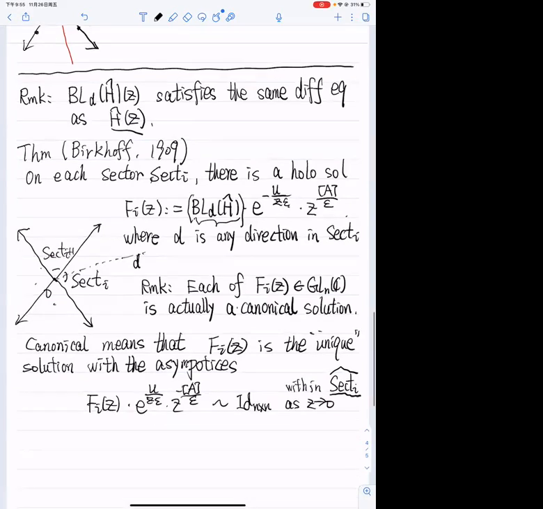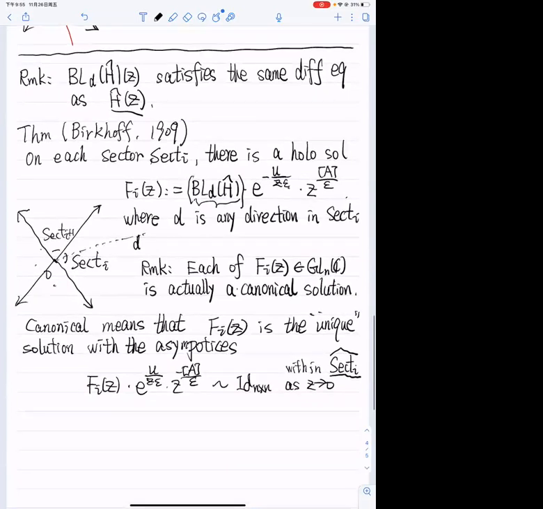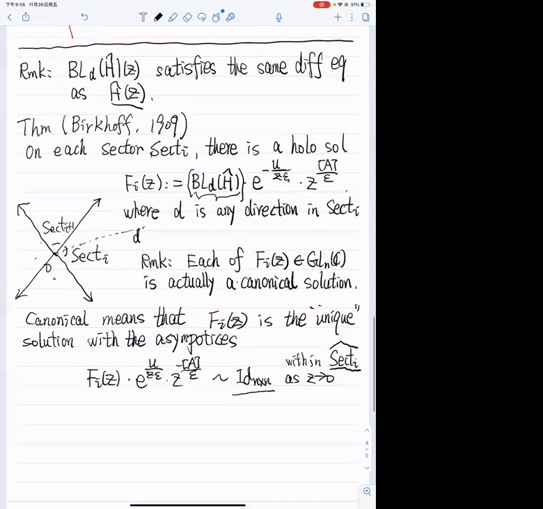So let me recall what we did in this page. We take the Borel-Laplace transform of H hat inside each sector to get a holomorphic solution in each sector. And each of these solutions is uniquely determined by the given asymptotics at the critical point z equal to 0. Therefore, they are canonical. Right. Before that, are there any questions?